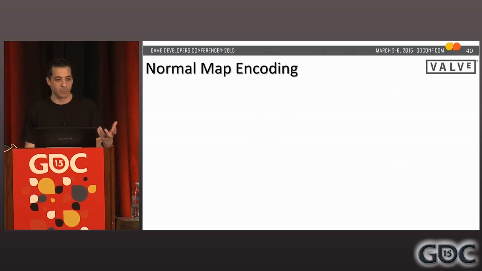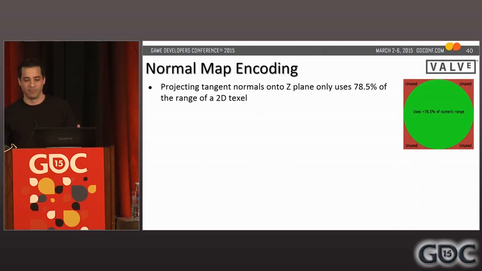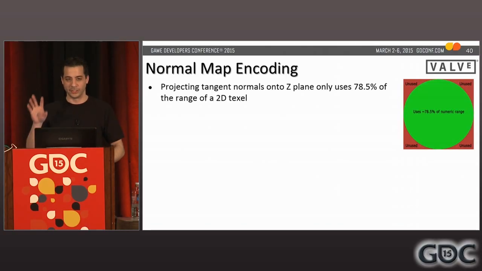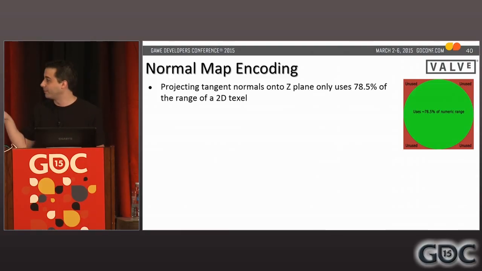First thing, one more note on normal maps. We're really bad at storing normal maps. We all have been doing a pretty bad job of it. So what we generally do is we just take our tangent normal and we drop the third component and flatten our normal that would basically land on a hemisphere when we flatten it down. And in the numeric range, we're only actually using about 78.5% of that numeric range.